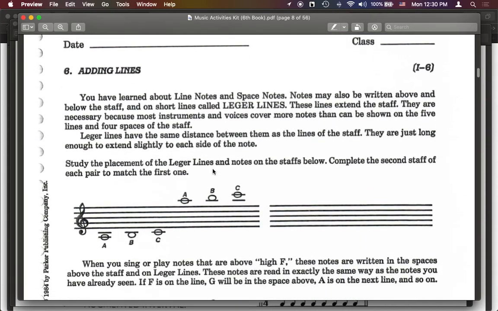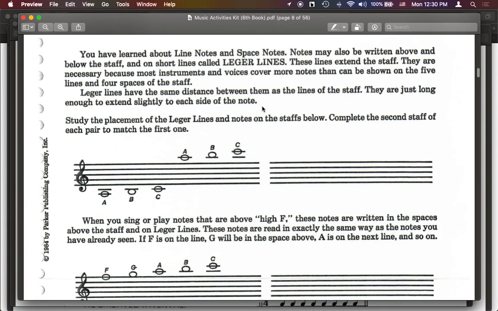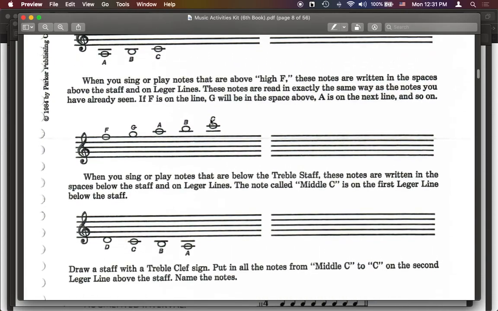On page 6, we learned about ledger lines. These are notes higher or lower than the ones on the staff. The notes on the staff are lines: every good boy deserves fudge, and spaces: face. Now we're learning about some notes that are higher and lower. You're going to copy these over after reading these together.